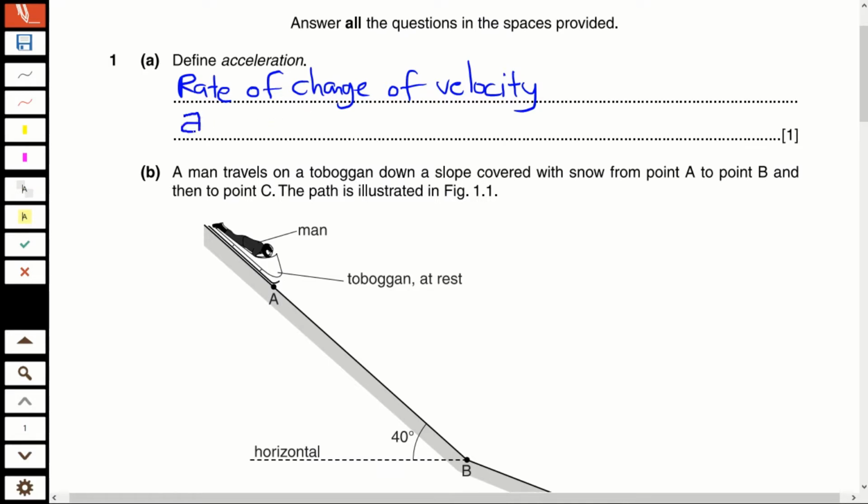Or alternatively, you can use the equation language. Acceleration is the change in velocity over change in time. That is the rate of change of velocity.